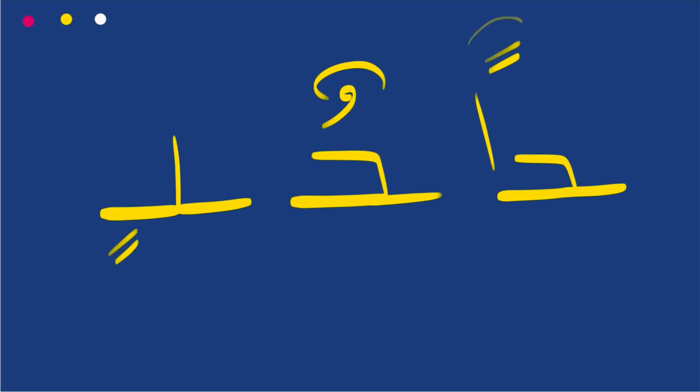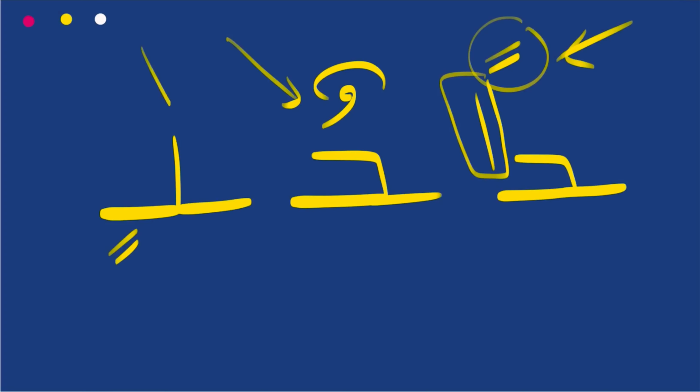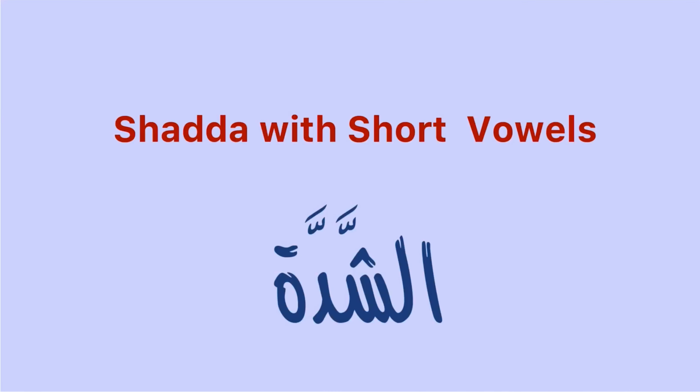Remember, the tanween fatha needs the addition of the silent long vowel alif. Tanween can only happen at the end of a word. I hope you remember that on your own. Next session, we'll be dealing with the shadda with short vowels, the addition of a fatha or a dhamma or a kasra to a shadda. Remember, you cannot add a sukun to a shadda. Let's go there.